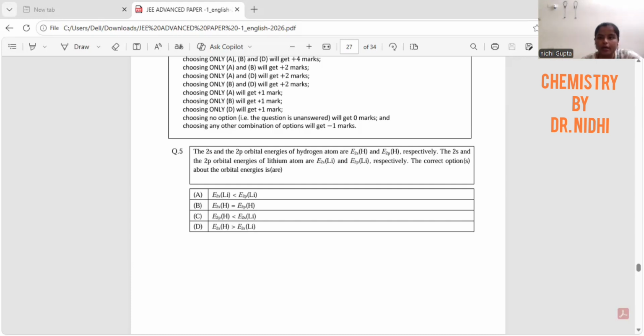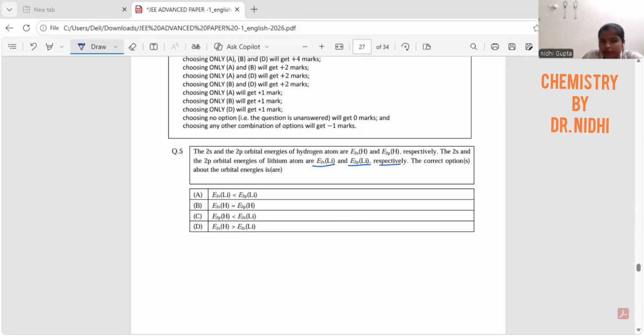Let me read out the question with you and then we will start solving it. The question says the 2s and 2p orbital energies of hydrogen atom are E2s subscript H and E2p subscript H respectively, and the 2s and 2p orbital energies of lithium are E2s and E2p respectively. So these are the energies of the 2s and 2p orbitals for the hydrogen atom, and these are the energies for the lithium atom.